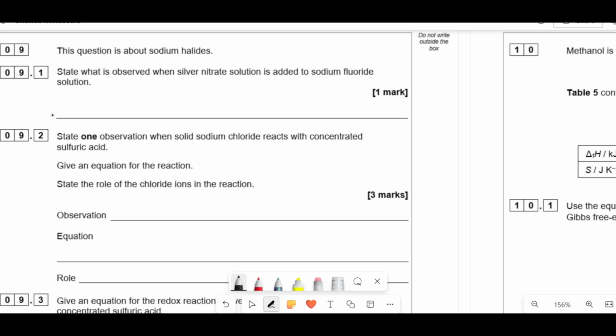When it says state what is observed when silver nitrate solution is added to sodium fluoride, or whenever it says state what is observed, it's saying what do you physically see. So if it says something like state what's observed when you add sodium metal to water, it disappears and you get bubbles. It's what you see, not what the reaction happening here is. So in this case, it forms a colorless solution.